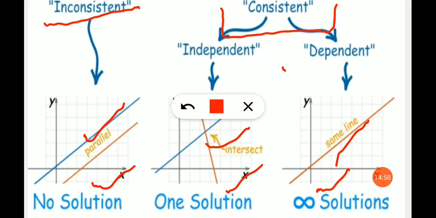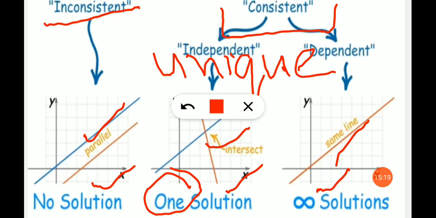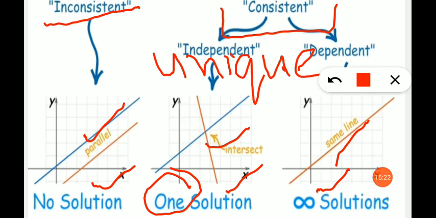So in case of inconsistent, there is only one case, that is no solution. But in case of consistent, there are two types of solution. One is known as one solution or unique solution, because it is fixed, we cannot change it. And the next one is infinite solutions or many solutions.